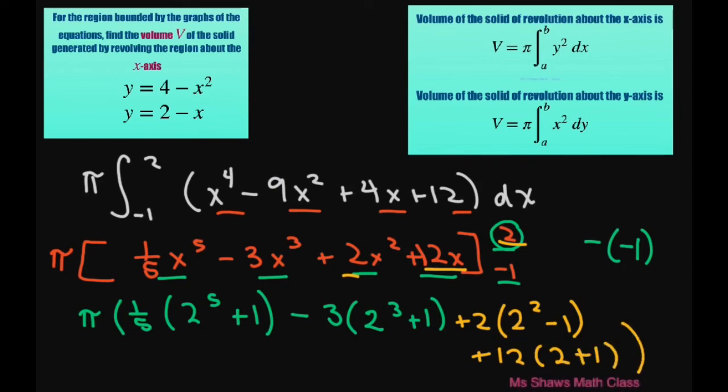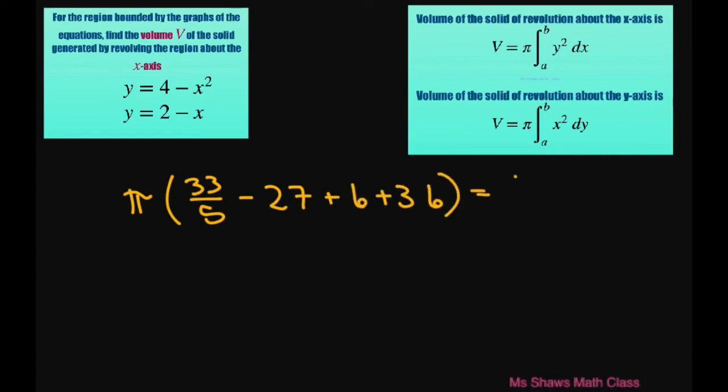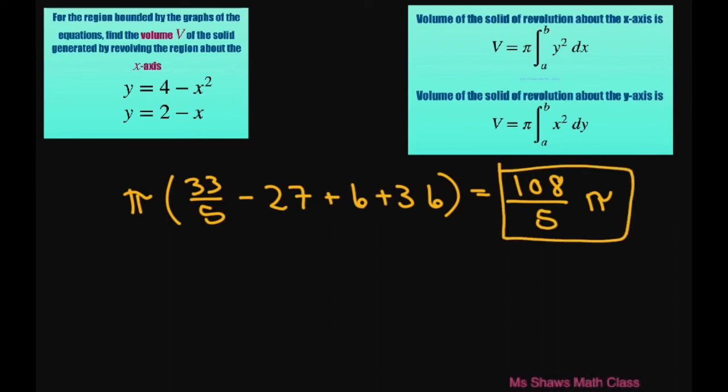And when you simplify all this, we're going to get pi times 33 divided by 5 minus 27 plus 6 plus 36. And that equals 108 divided by 5 times pi. And that is your volume. The technique I use is good because it helps save steps, but you might want to go the long route, and you could also use a calculator as well. Thank you. Have a nice day. Bye-bye.